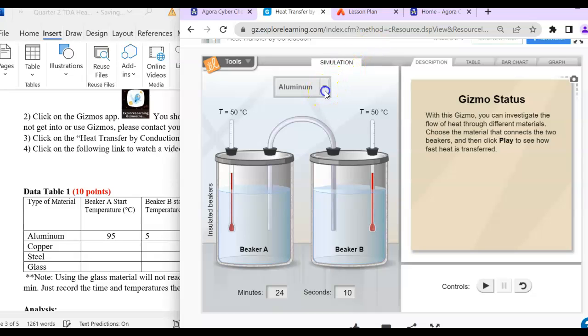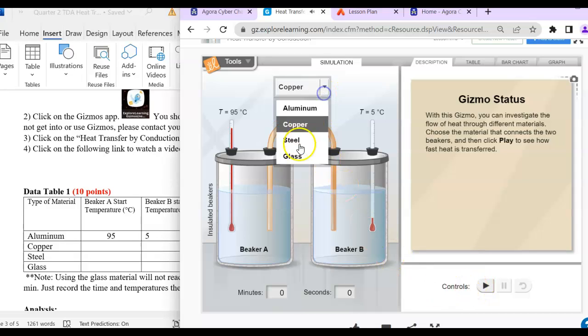And now I'm going to hit the arrow. Oh, I'm sorry, you have to reset first. Hit the arrow and move to copper. So the starting temperatures are the same. You could just write them down, beaker A, beaker B. You would hit the play button and again, write down the minutes and the thermal equilibrium temperature. And that's it, go through each one.